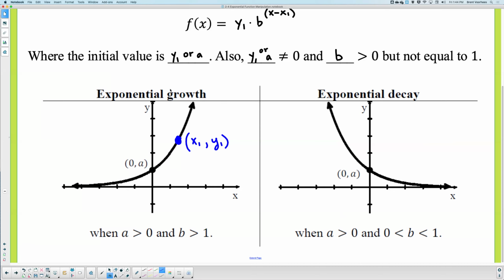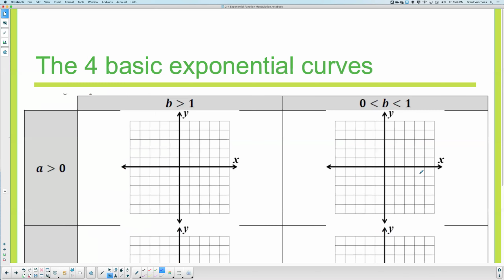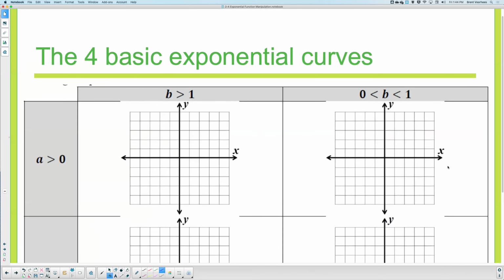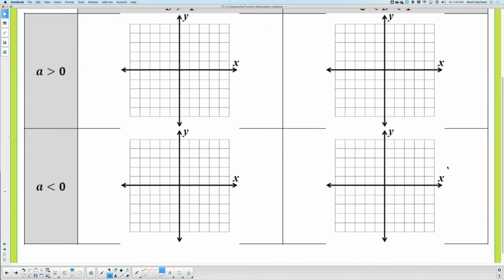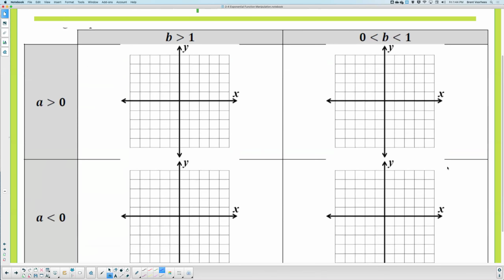We talked last time, exponential growth means what's happening to our graph? Increasing. Exponential decay means decreasing. The next slide is kind of like a graphic organizer. There are 4 different ways an exponential function can look. There are only 4 different ways. The first, they talk about when a is greater than 0. These first 2 are when a is greater than 0. What's the value that we just said we're going to use instead of a? y1. So go ahead and put y1. If y1 is greater than 0, meaning that front value is positive, what that means is your graph will be above the x-axis.